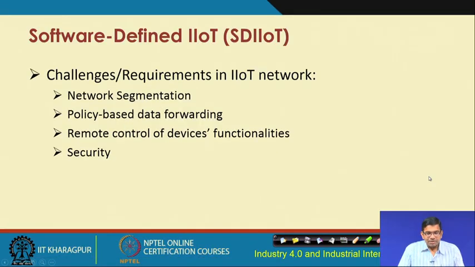So, there are different challenges or requirements in IIoT networks: challenges with respect to network segmentation, policy based data forwarding, remote control of different devices and their functionalities, and offering security. Security is there all through. I am not going to go through the security issues in detail, but mind you that security is very important, and it is even more important in the context of IIoT and particularly SDN implemented on IIoT.